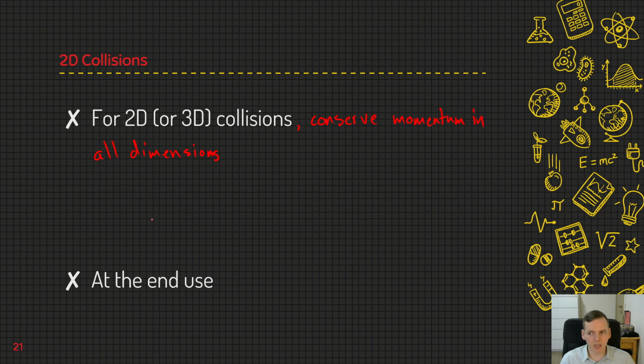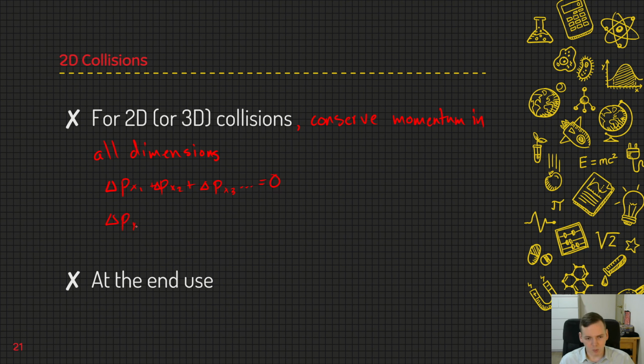So it's a lot like when we dealt with projectiles. We did the vertical stuff, we did the horizontal stuff completely independently. Same idea here. So the change in px1 plus change in px2 plus change in px3, etc. is equal to 0.